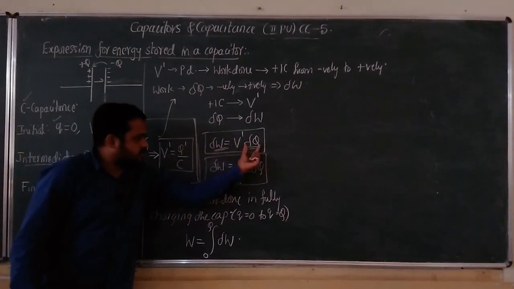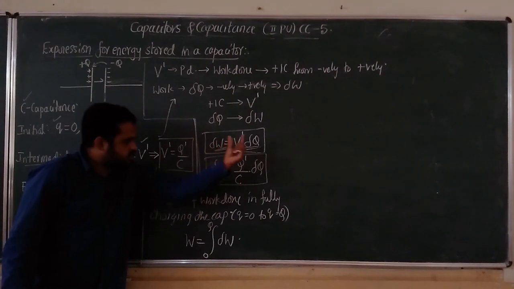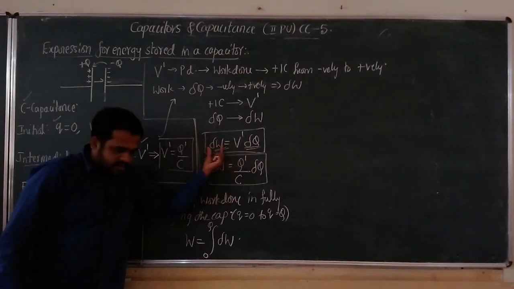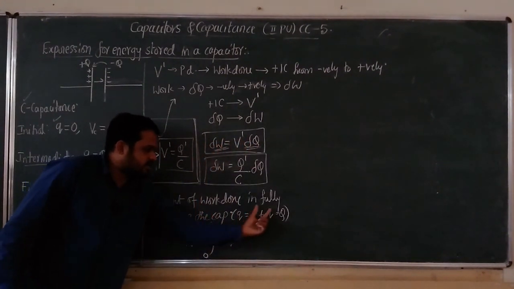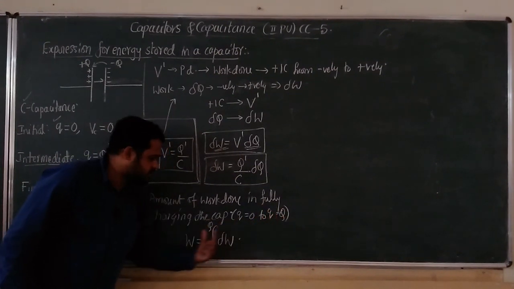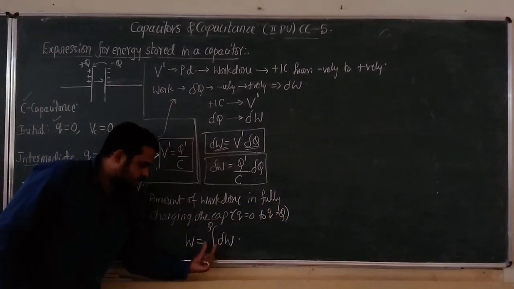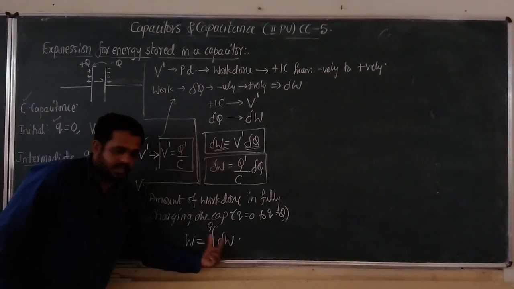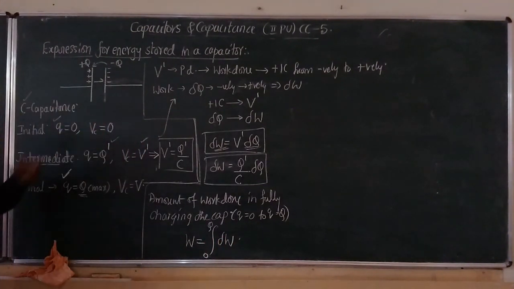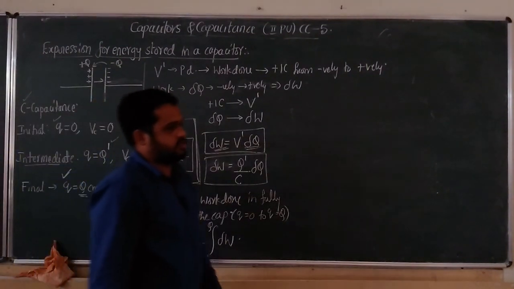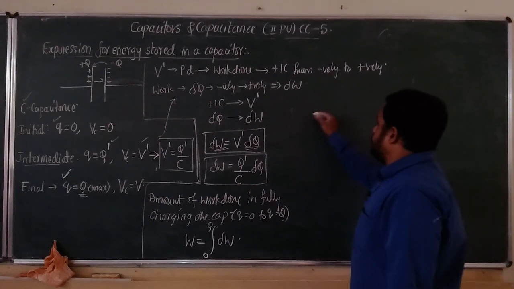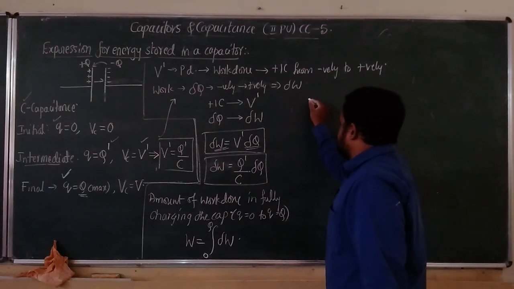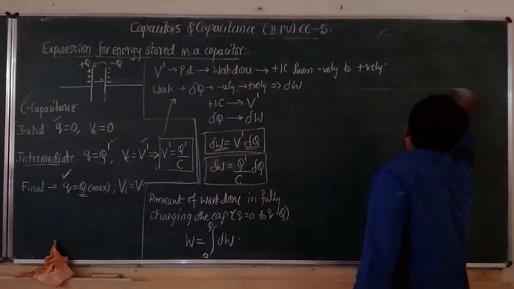For this small amount of charge, this is the small amount of work done. The total amount of work done in transferring charge of magnitude Q is given by the integral from 0 to Q of delta W. Again, we have to use integration because the amount of work required increases with the charging of the capacitor. Let us continue the derivation.